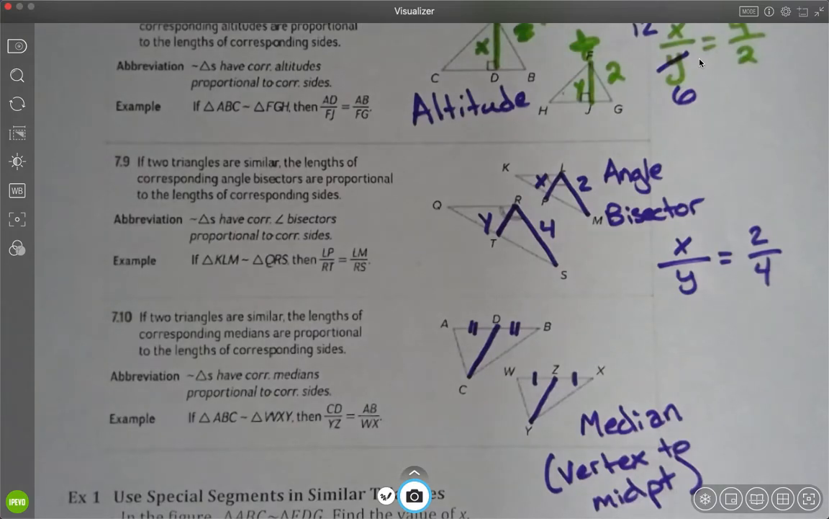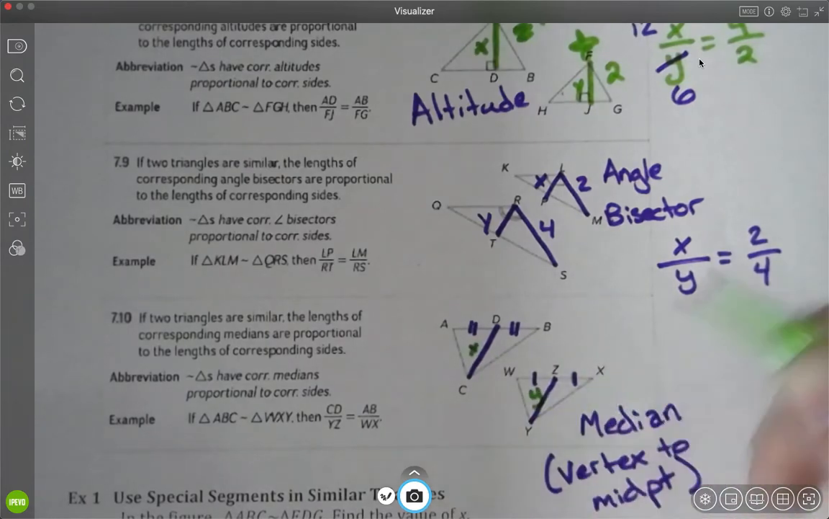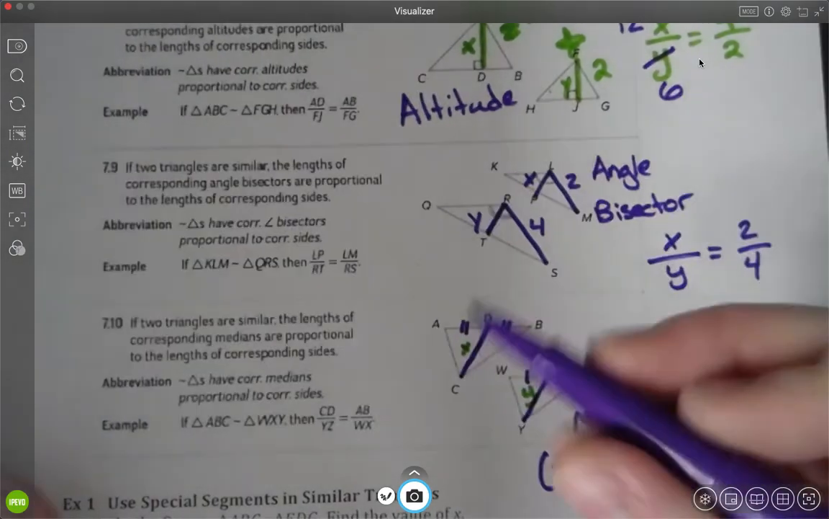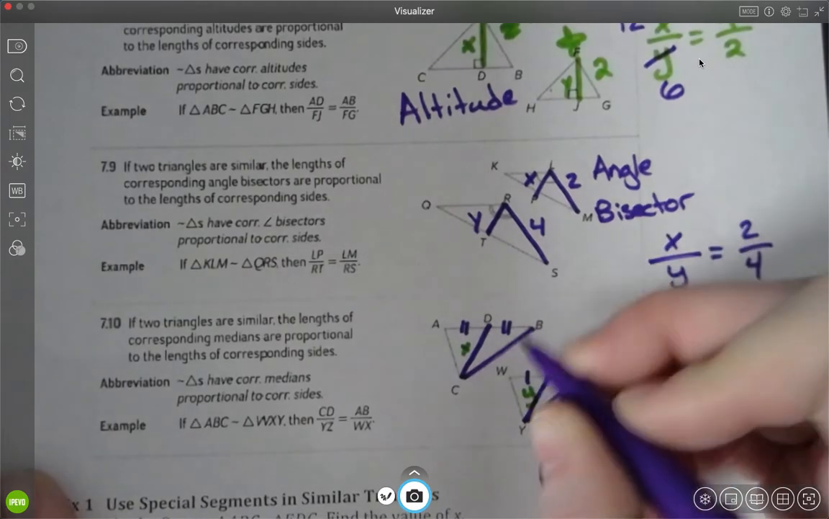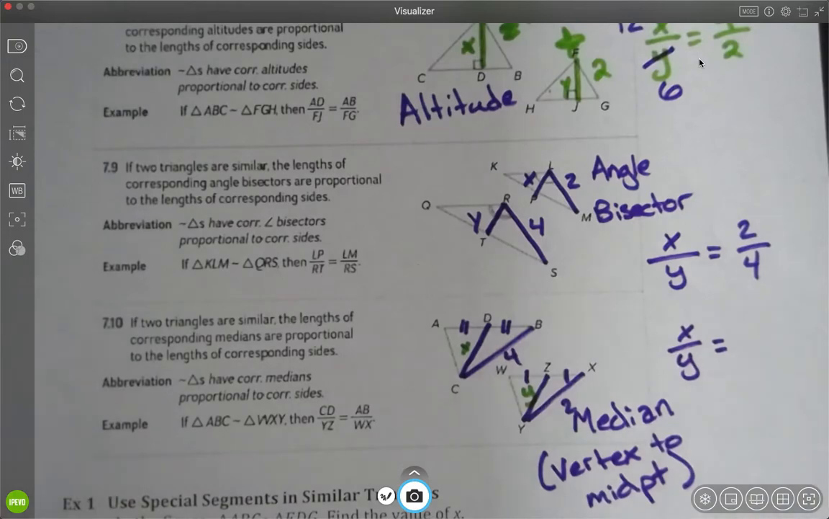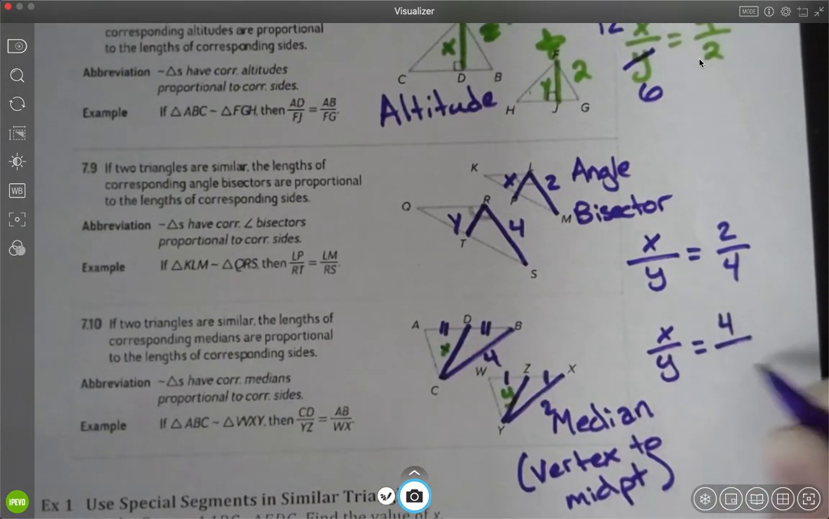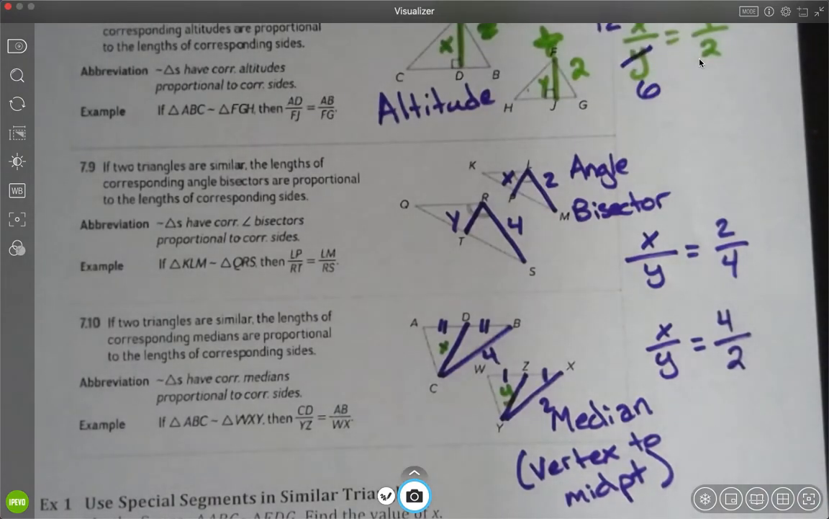Okay. So if I have those labeled, like this is an X and this is a Y, and let's say I'm talking about this other side over here, doesn't matter. And this is a 4 and this is a 2. I would say X over Y equals, would it be 4 over 2 or 2 over 4? 4 over 2, because X is the top one, so I want to go top to bottom, yeah? So it's just saying that if you have any of these parts, an altitude, an angle bisector, and a median, you can use that as a part of your proportion because those triangles are similar. Good? Okay. Let's do an example.